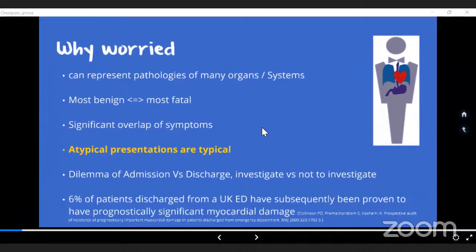Fine. So we need to identify from which area this chest pain is originating and whether it is a serious cause to be considered. And there are lots of atypical presentations, so we have to be very careful.